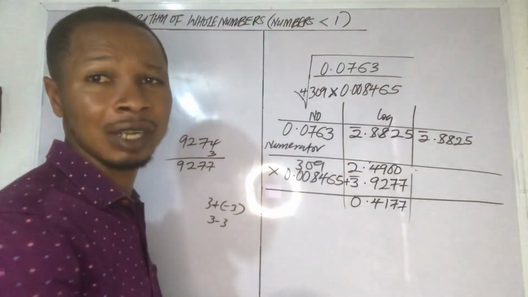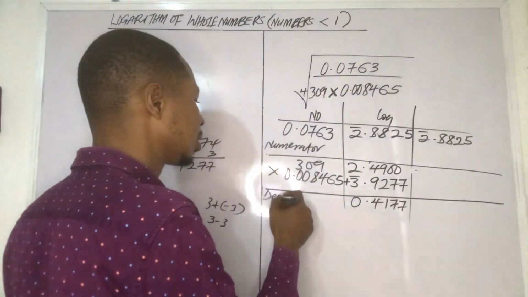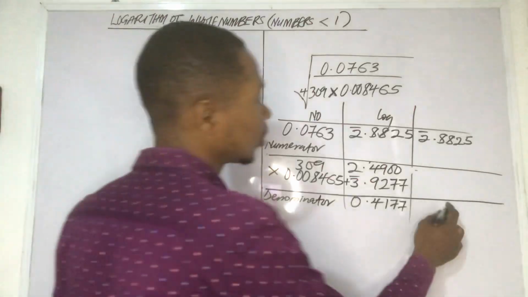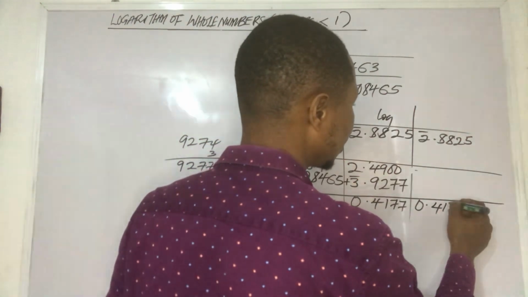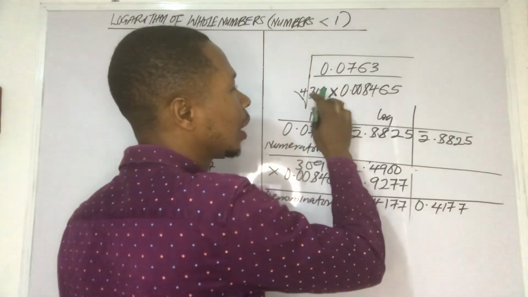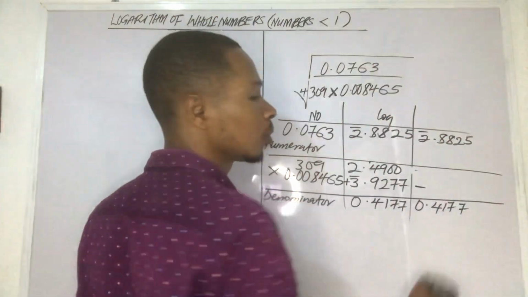Since everything down now is the denominator, I'll write the denominator here and take this one to this side. That's 0.4177. Now between this numerator and this denominator, this division line means I'm supposed to subtract here.